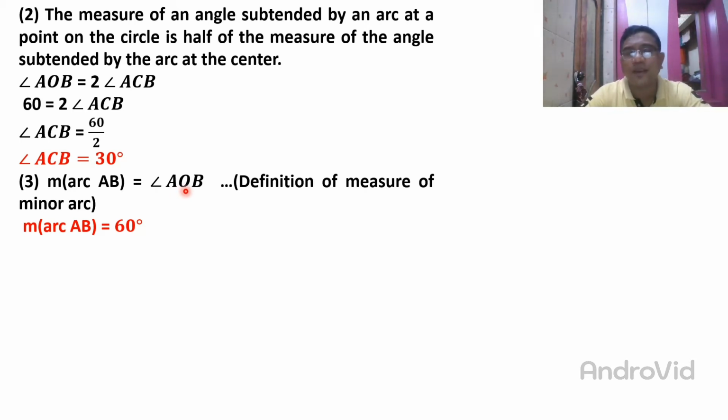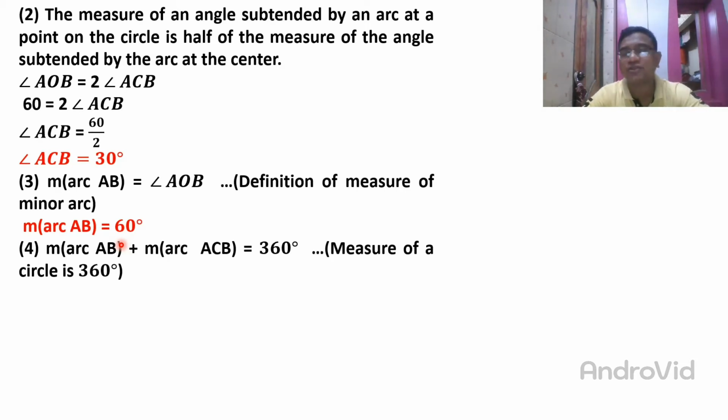In front of AOB there is the arc AB. AOB is 60 degrees, so major arc AB is also 60 degrees because it is a central angle. Major arc AB plus major arc ACB is equal to 360 degrees. Which angular measure do you know? AB, so substitute the value of AB.